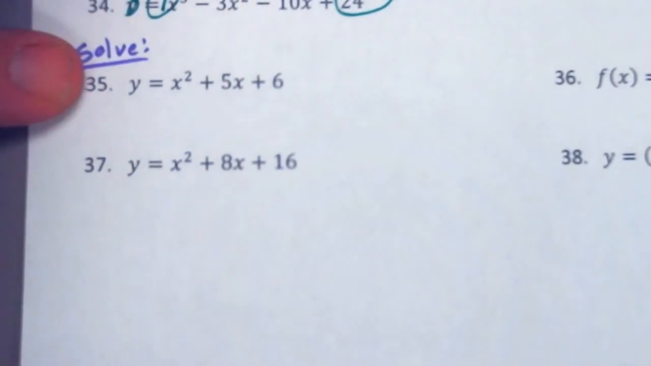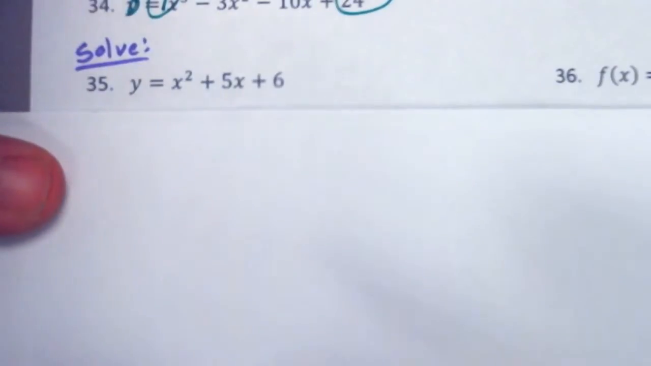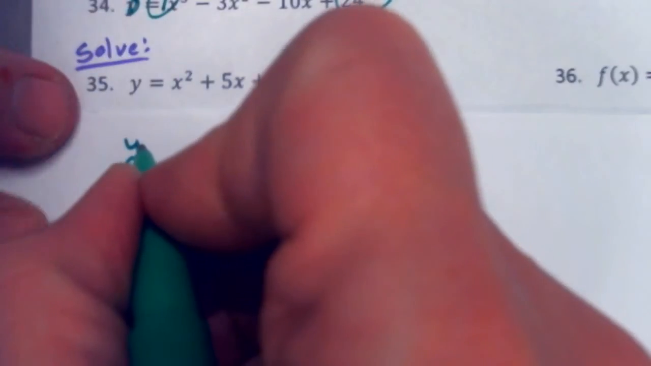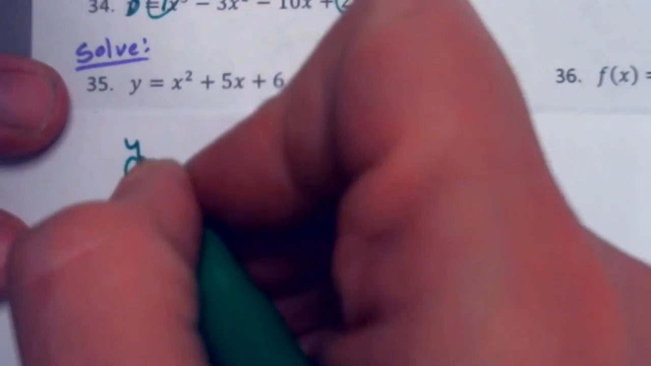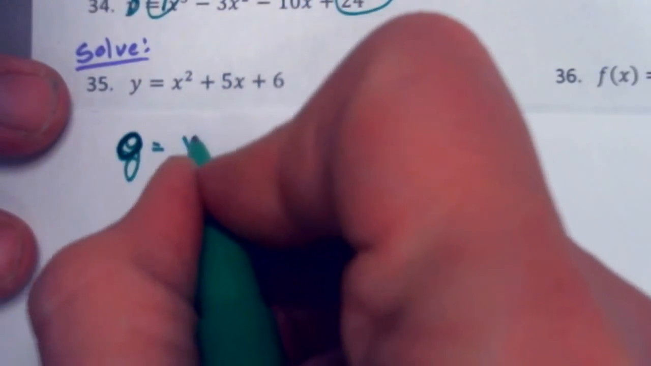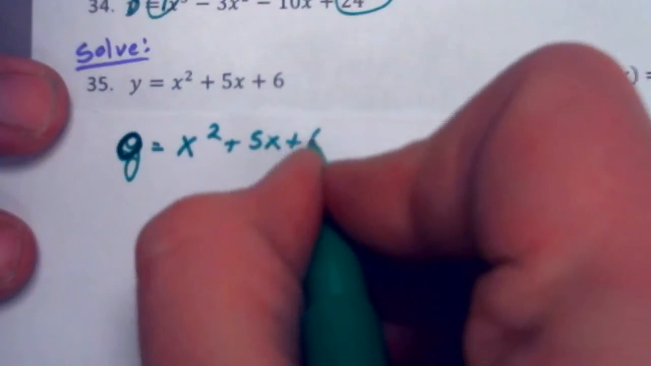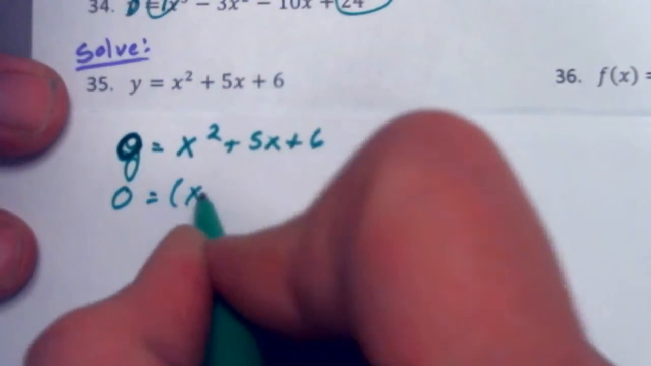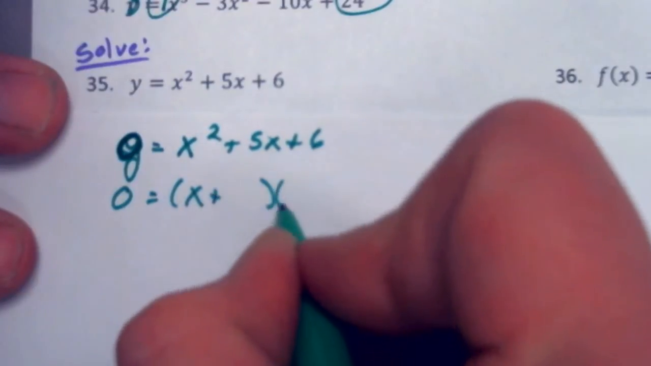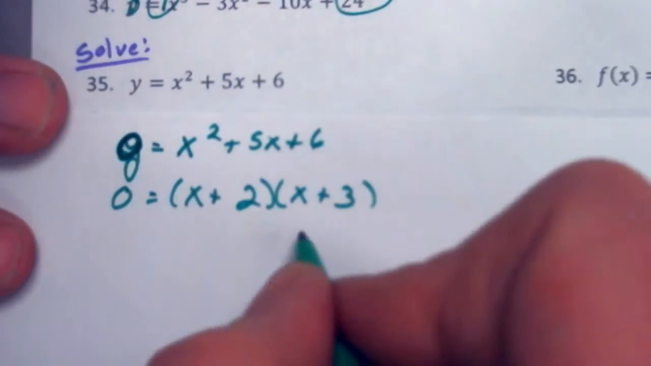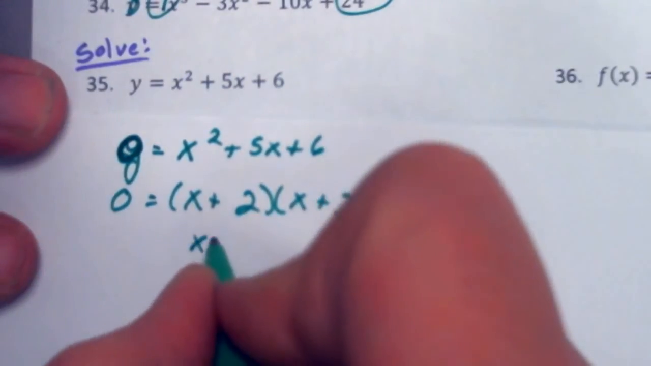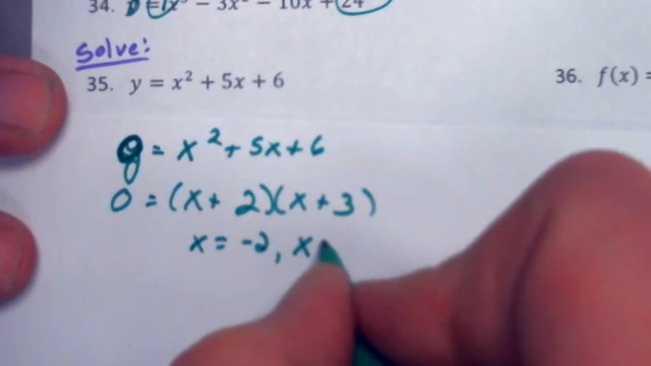So let's go through and do these one at a time. 35, it's my favorite trinomial, so you should factor that. If you're going to solve this, or find the zeros, set it equal to 0, x squared plus 5x plus 6, and then just factor that. Two numbers that multiply to 6 and add to 5 are 2 and 3, so x plus 2, x plus 3. To make those equal to 0, x would have to equal negative 2, or x would equal negative 3.